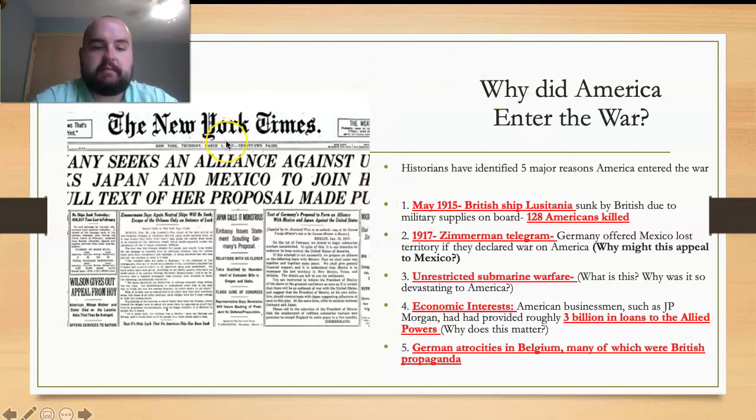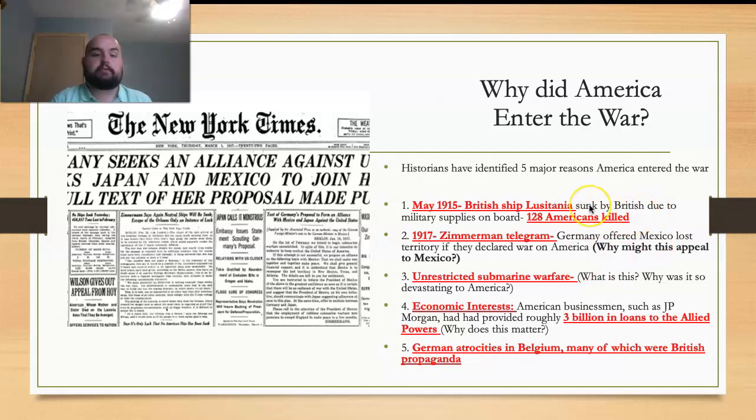Now, let's get a little more specifically into what America did in the war. Historians have come up with 5 major reasons for why America entered the war. The first being the sinking of the British ship Lusitania in 1915. This vessel was sunk due to the fact that the British had military supplies on board. However, 128 Americans were also on board. Of course, this is going to enrage the public, as you might imagine.